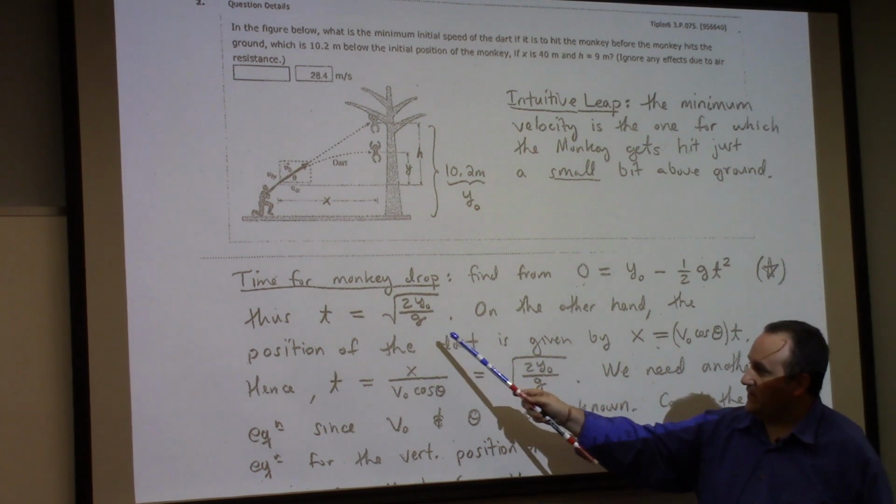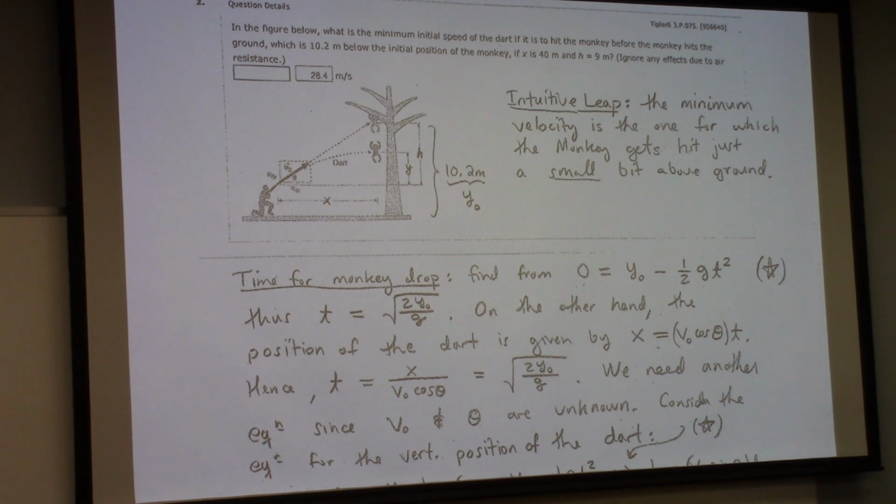I get 2y0 over g. On the other hand, the position of the dart is given by x equals v0 cosine theta times t, right? So this is projectile motion, the constant acceleration in the x direction, so there's no 1/2 acceleration times t squared term for this formula. It's just the velocity times the time. The x velocity is v0 cosine theta.